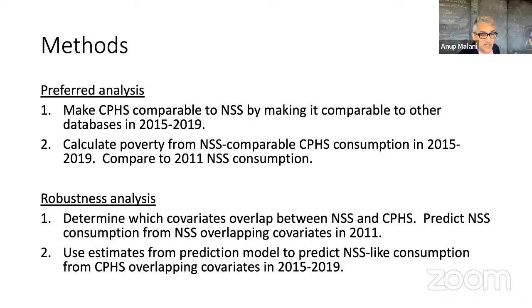So I'll go into more detail on that in a second. And then there's a robustness analysis, and the robustness analysis does several things. I'm going to quickly summarize the first of these, which is determine covariates that are overlapping between NSS and CPHS, and then predict NSS consumption from NSS overlapping covariates in 2011. And then they use this prediction model to make predictions about NSS-like consumption from CPHS overlapping covariates in 2015, 2019. Now that sounds confusing.